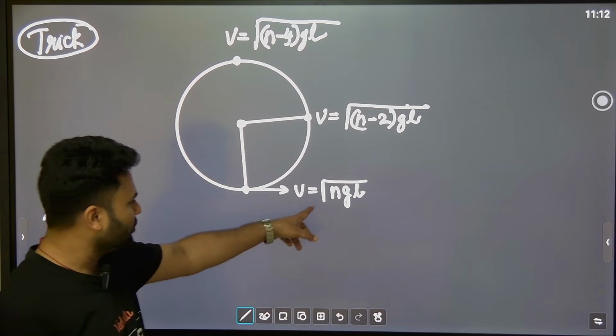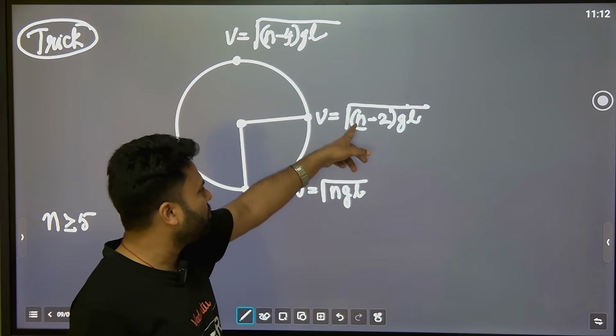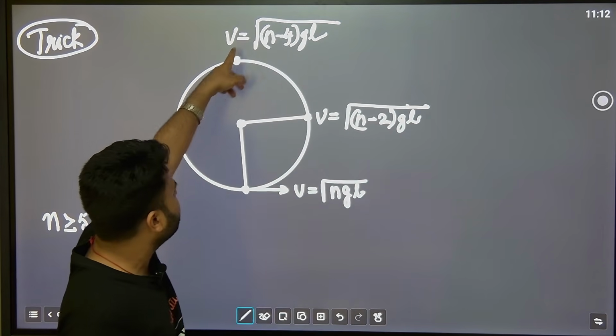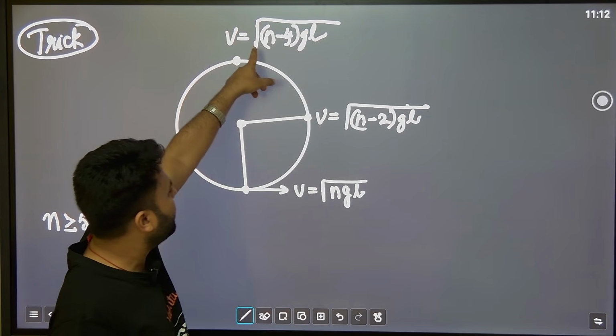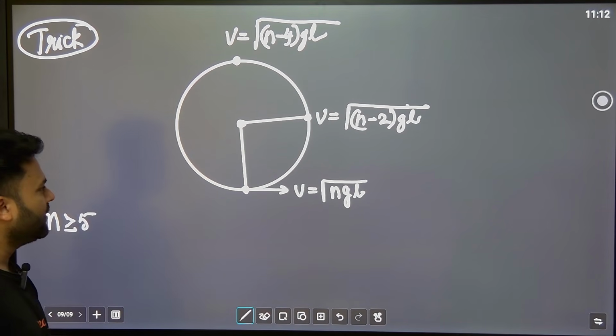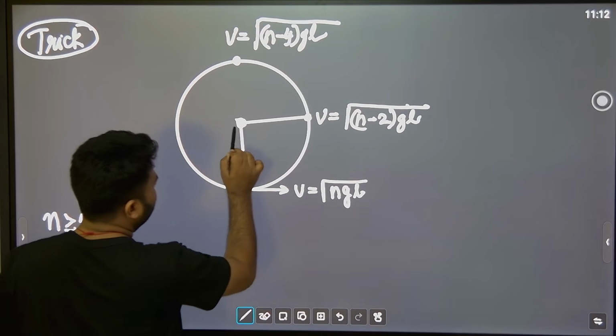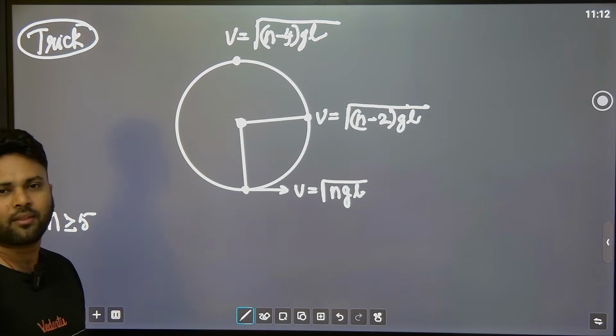So if the speed at the bottom is under root nGL, you subtract 2: under root n minus 2 GL. Again you subtract 2 for the topmost point: n minus 2 minus 2, n minus 4, under root n minus 4 GL. This is the shortcut method. Otherwise you have to write the equations and solve.